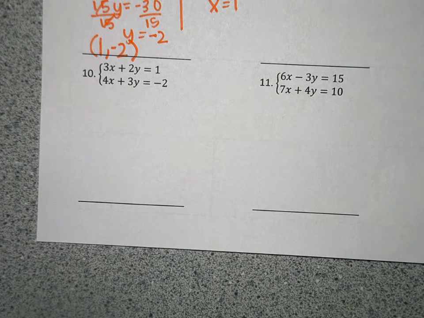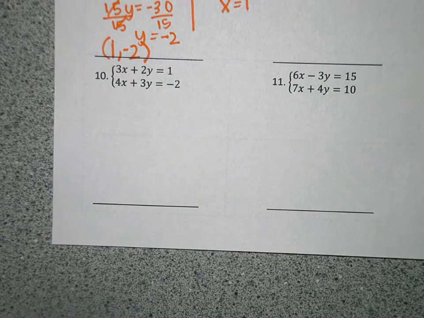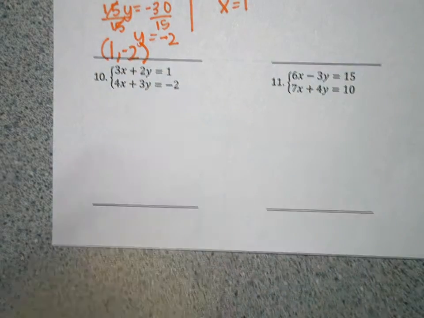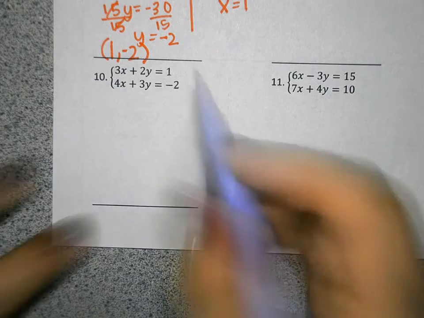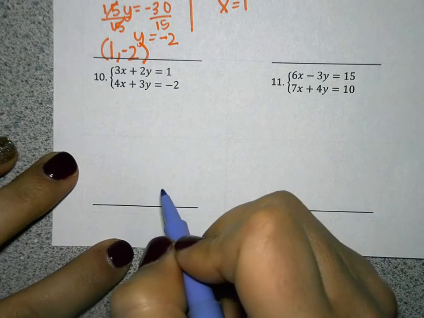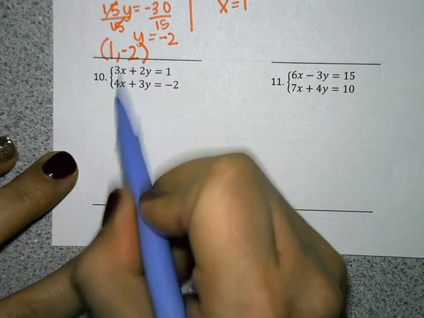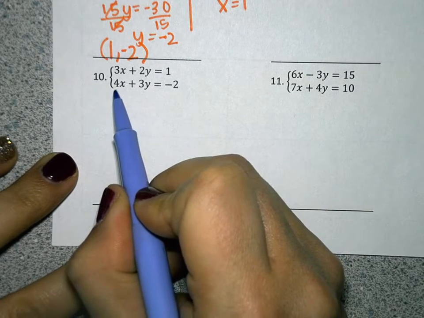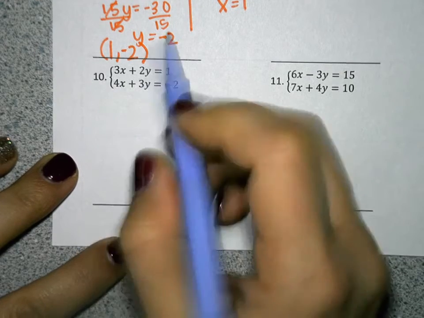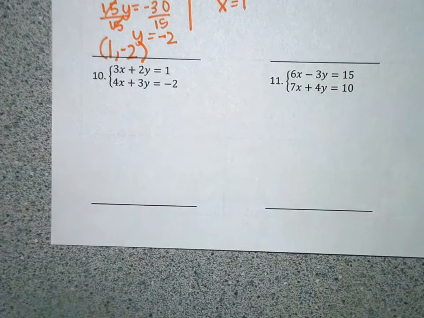So number 10, last thing, is 3x plus 2y equals 1, and 4x plus 3y equals negative 2. When I'm looking at my x's, nothing is opposite and nothing will eliminate easily. And when I'm looking at my y's, it's the same thing. They're both positive and neither one will eliminate easily. So what we're going to end up doing is multiplying both equations by a value so that we can eliminate one of the variables. And one of those multiplication factors is going to have to be negative.